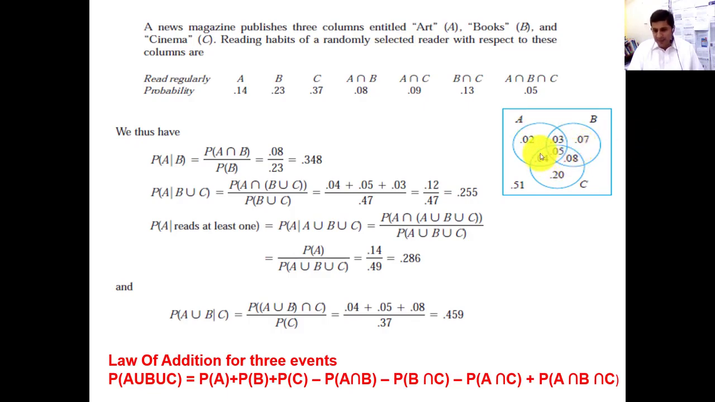Why is this? Because this is a part of A, but this is not a part of B. Similarly, this is a part of B, but this is not part of A. So 0.03 plus 0.05 is equal to 0.08. So 0.08 divided by 0.23. Probability of B is 0.23, or you can easily calculate 0.07 plus 0.03 plus 0.05 plus 0.08, which is 0.23. So you can easily calculate this probability.